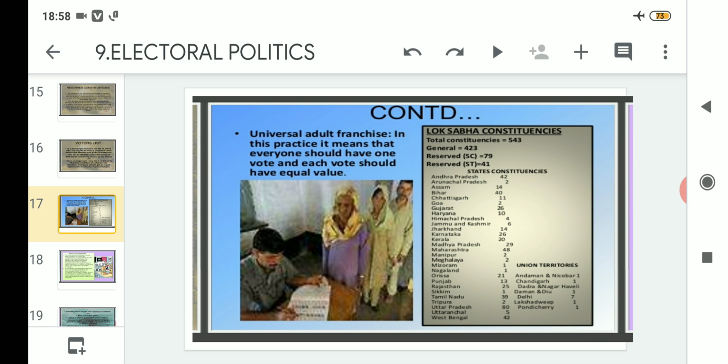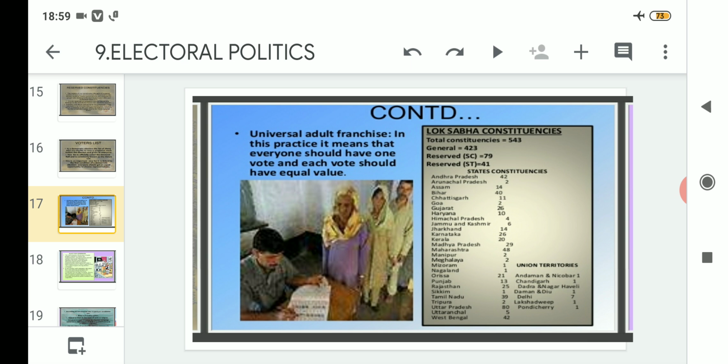Then comes the state of Jharkhand, which has 14 constituencies, the same as Assam. Assam has also 14 and Jharkhand has also 14 constituencies where people will vote. Then comes Karnataka, which has 26 constituencies. That means 26 MPs will represent Karnataka. Then comes Kerala, where it is 20 constituencies. That means people will vote in 20 constituencies in Kerala.